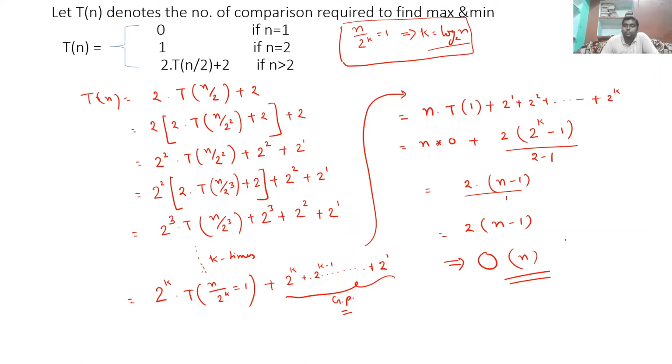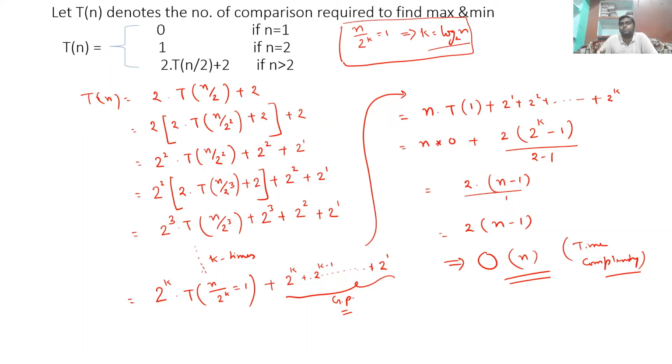Okay, so this is the time complexity of finding maximum and minimum with the use of divide and conquer strategy, with the help of divide and conquer technique. It is very much observable that the previous case, without divide and conquer strategy, is also taking order of n time, and this divide and conquer strategy is also taking order of n time. So this is the time complexity.